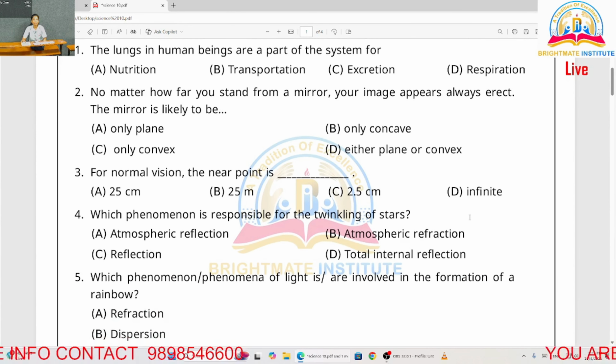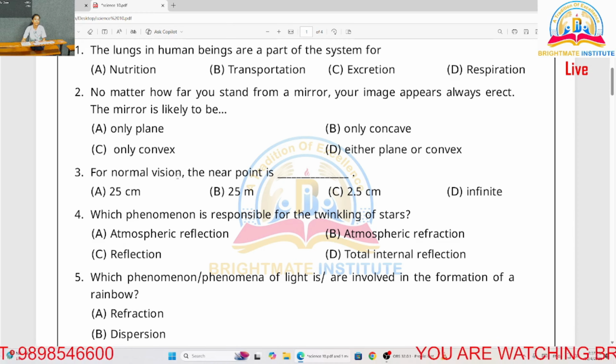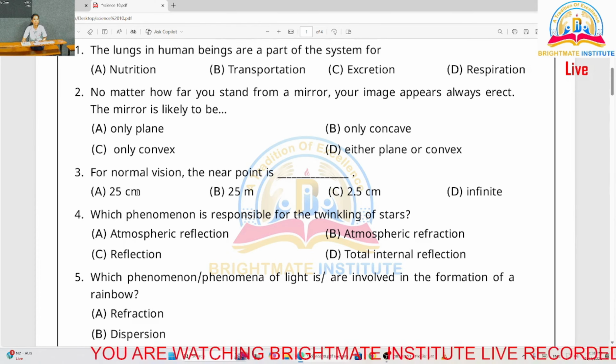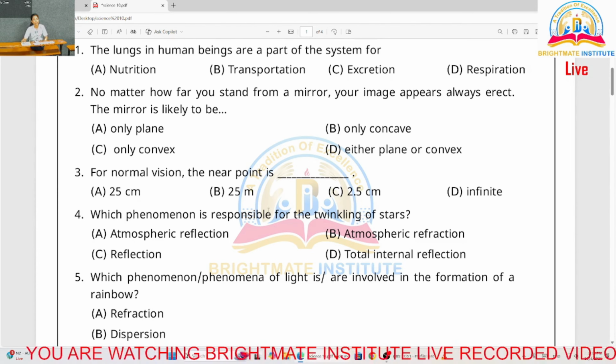Now the third one is, for normal vision, the near point is. So the near point for a normal vision of a healthy human being who is having a normal vision, so what is that? It is 25 centimeter, that is option A, 25 centimeter.